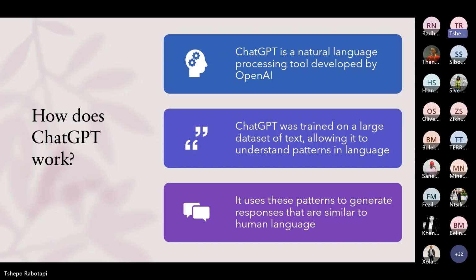It uses these patterns to generate responses similar to human language. It's not just human language, even programming languages can be used, and it can do calculations. If the calculation can be read by a human being, you can paste it on ChatGPT and it will bring out a step-by-step calculation of that formula.